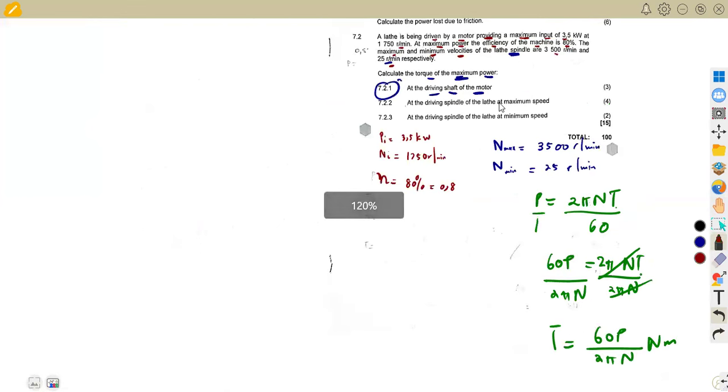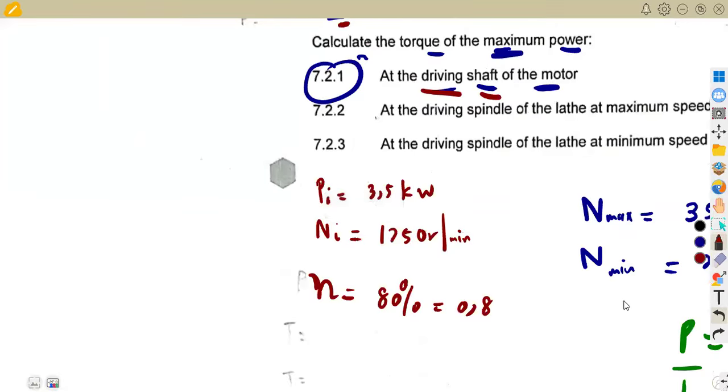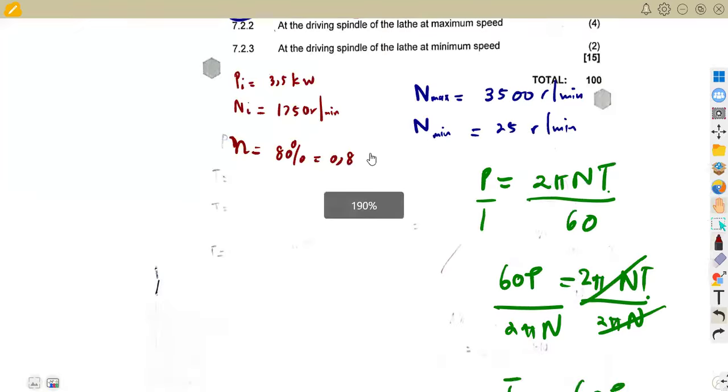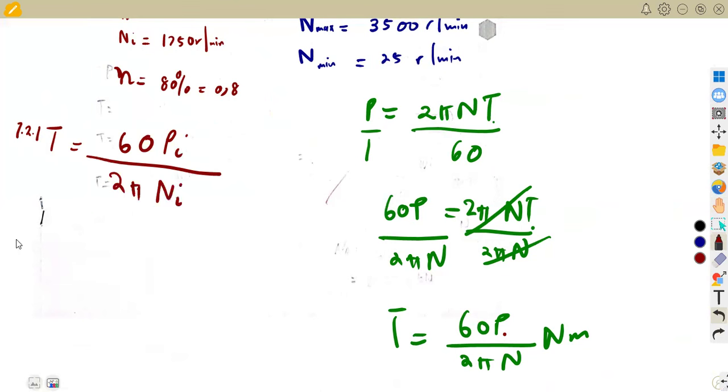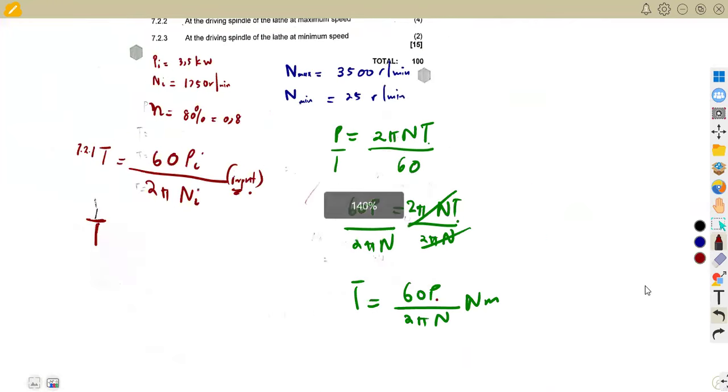So if I am to calculate the torque at the driving shaft, I'm just going to use this formula, but working at the driving shaft. And like I said, at the driving shaft, we are working with the input conditions. So our torque at the driving shaft is going to be 60P, where the power we use is the input, over 2 pi n at the input, at the driving shaft of the motor. Remember, even if you want to calculate the power of the motor, P motor, that's the input, P in. You'll be given P out, and you must calculate P in. So in this case, the torque at the driving shaft is the input.